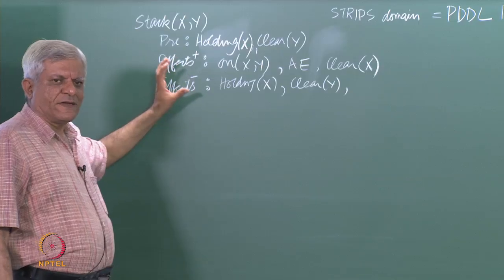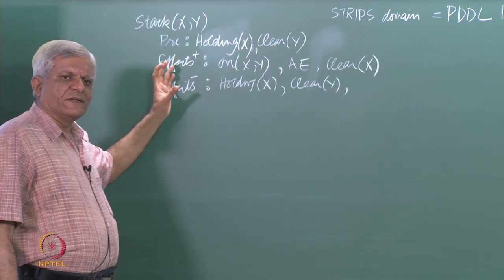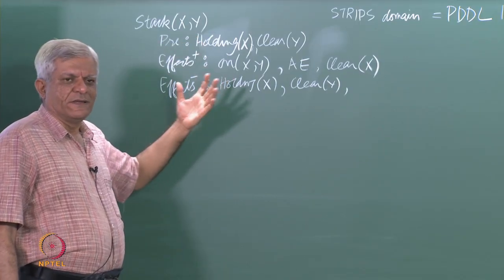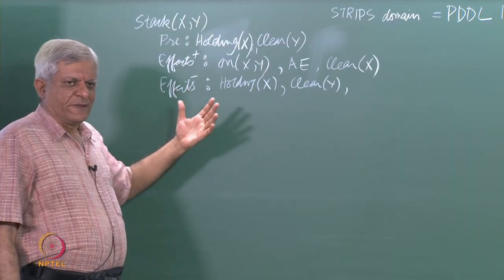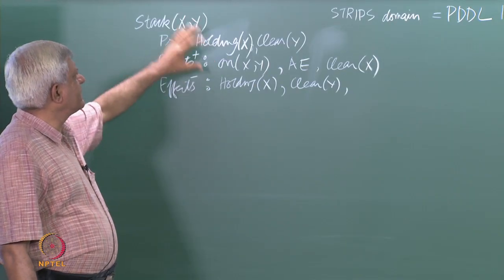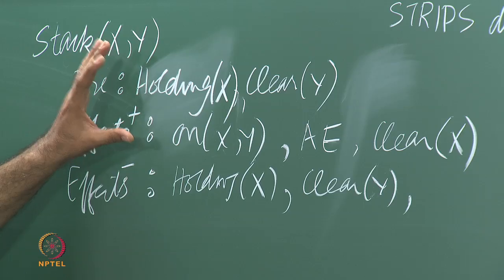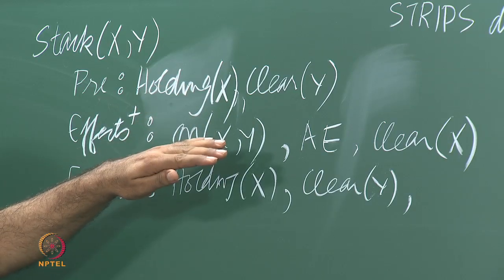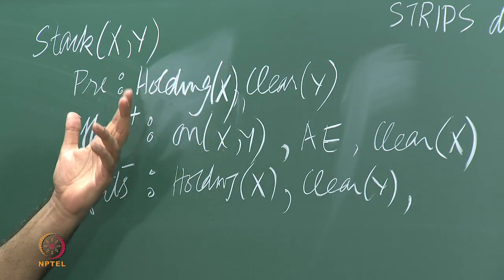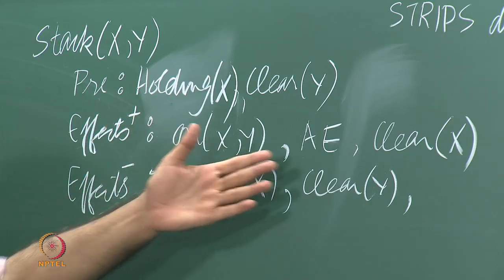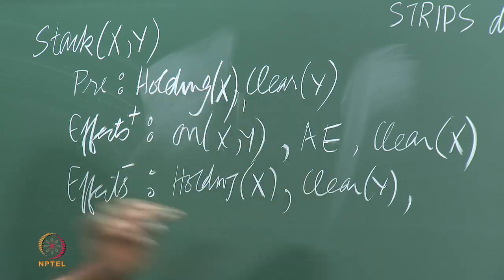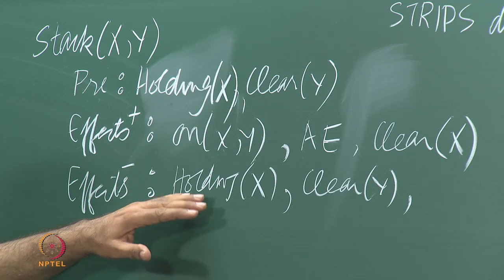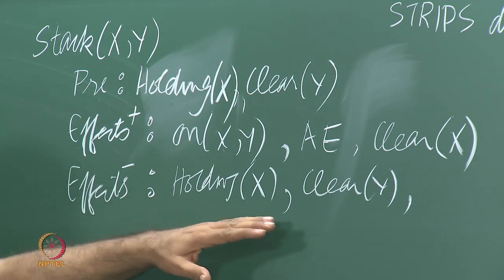What are effects? Effects are the changes that this operator will make in the world if that operator is executed. So, what we are saying here is that stack x y is possible when you are holding x and y is clear, and if you execute stack x y, then x will be on y, the arm will be empty because you would have dropped x in some sense, and x would be clear, and it will no longer be true that you are holding x and clear y.